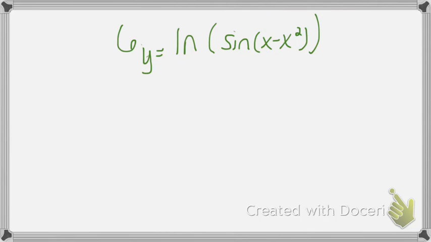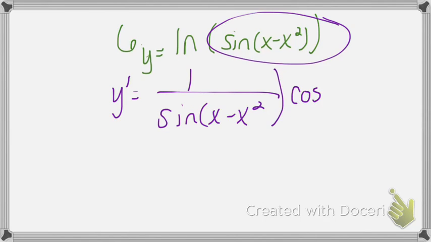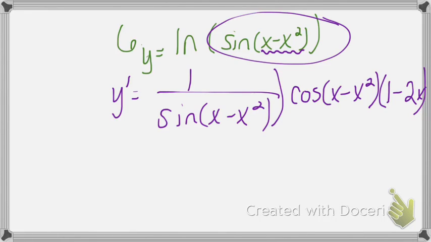Alright, here's another natural log. I know it's 1 over whatever that is. And then I multiply by the derivative of the inside. So the derivative of sine of something is cosine of something times the derivative of something, which is 1 minus 2x. You could put that over here on top of the sine if you wanted to. I'm okay with that answer.